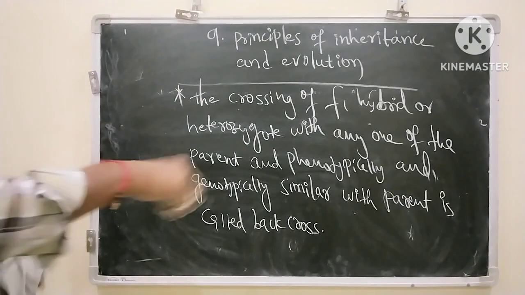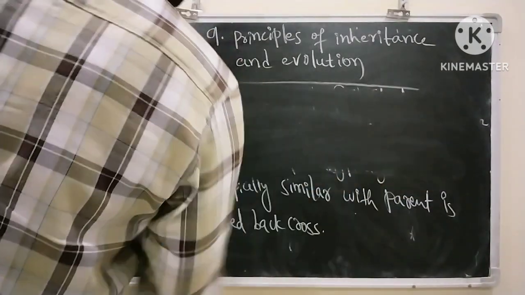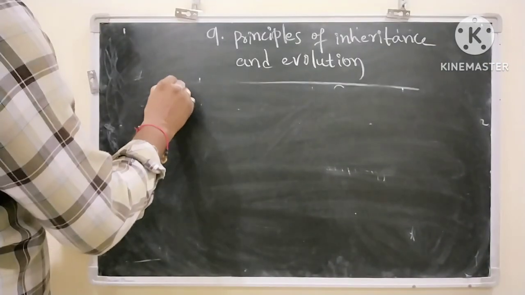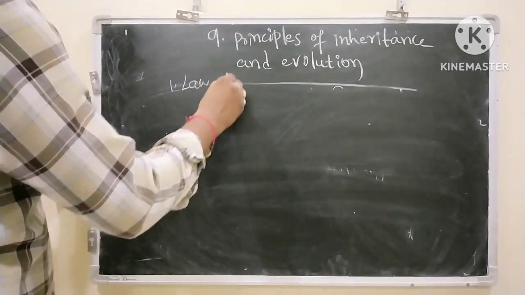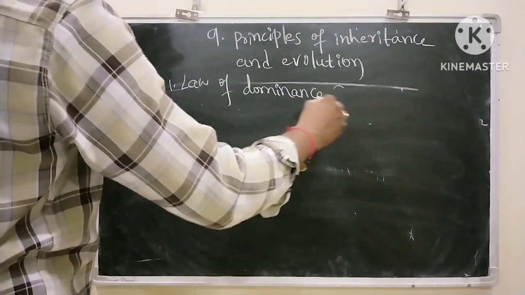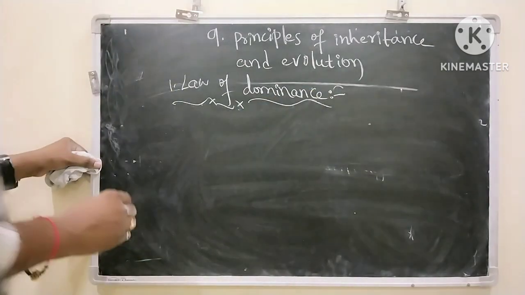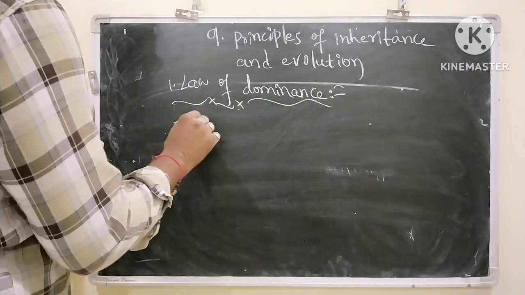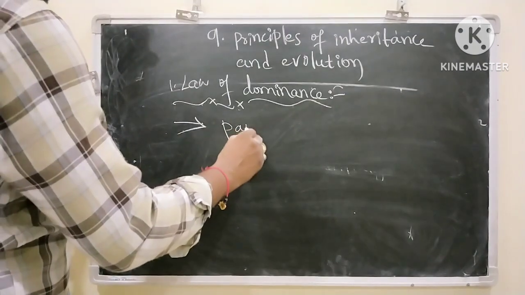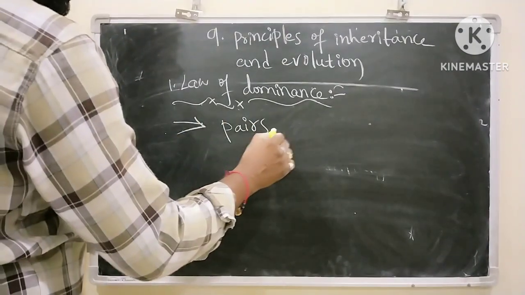So by observing all these observations, Mendel proposed two laws. One is the law of dominance. What is the law of dominance? One allele is dominant over another allele. This is called the law of dominance. In this dominance, what he said is that alleles always appear in pairs.